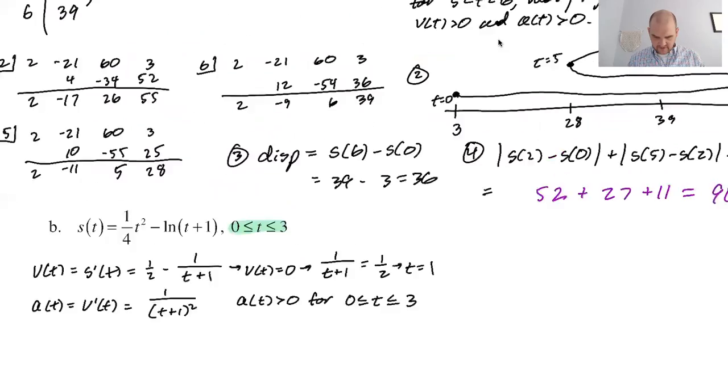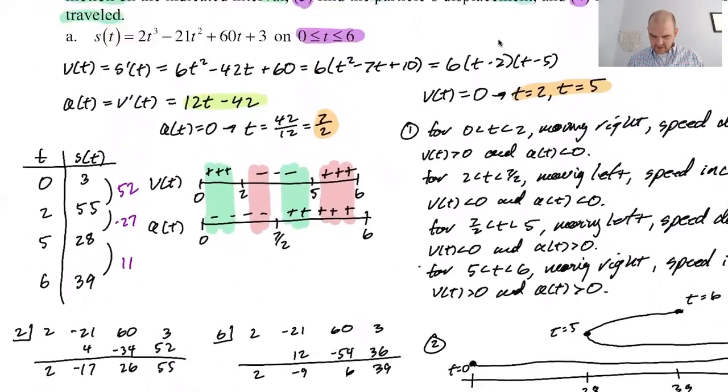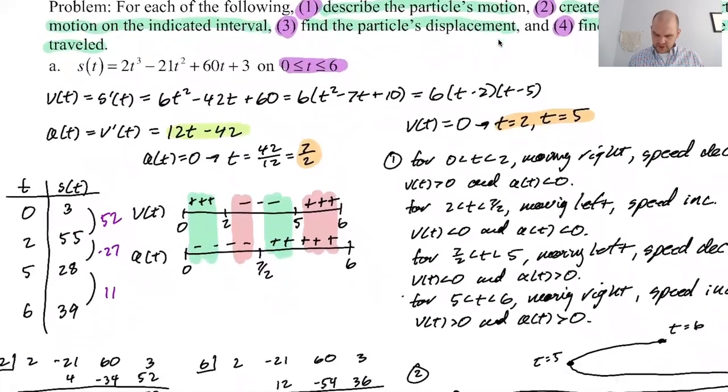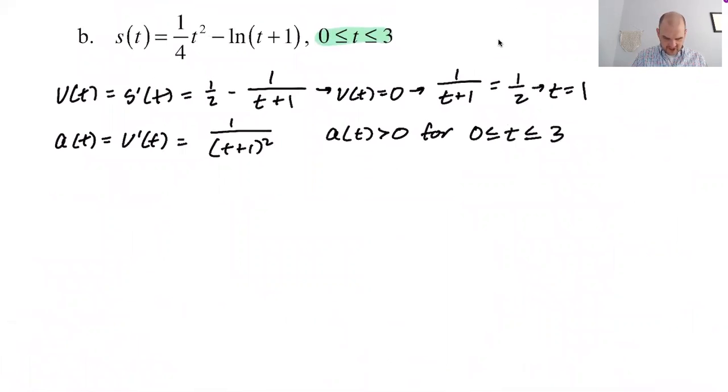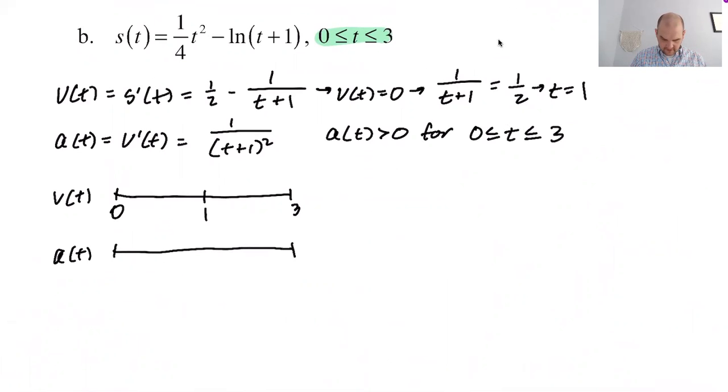So what is the first step that we need to do? Last time I made a table to describe the particle's motion. To describe the motion, I need to do some stacked sign charts. I don't really need one for a of t because I know that a of t is positive. So 0 to 3, and for a of t there are no zeros, so I'll just go 0 to 3, and it's always positive because I'm squaring, so positive.